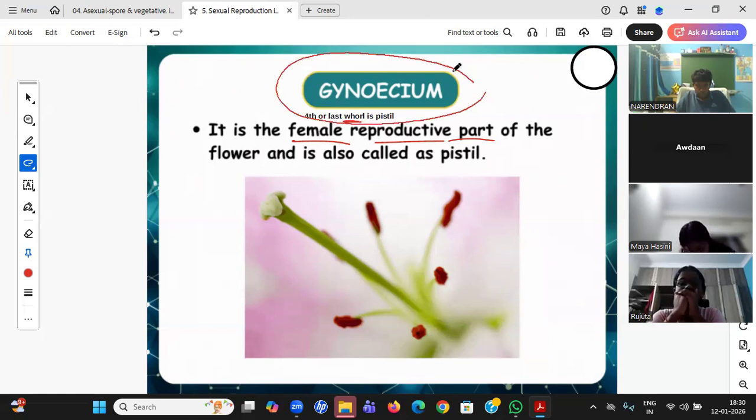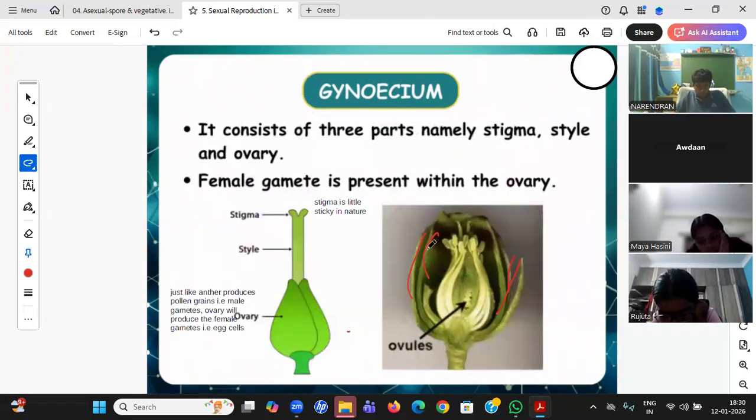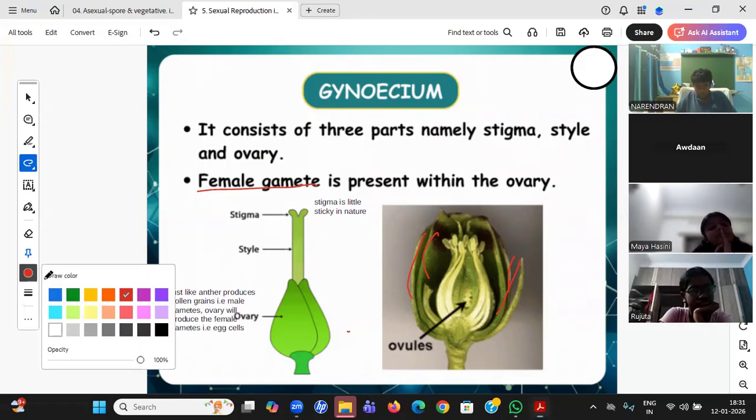So, what is gynoecium? It's the last, the fourth whorl of the flower, the whorl of pistil. Definitely, it's the female part. Once it is female, it is our responsibility to know more inside it, because there is a chapter on reproduction. That is the reason when you look at this pistil, you need to learn deep inside it.